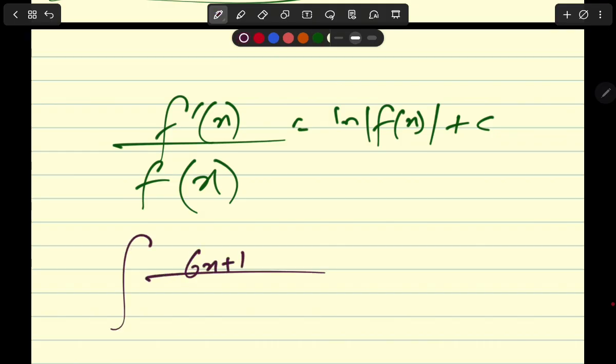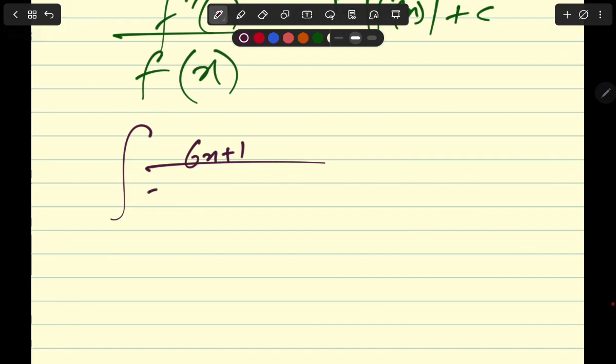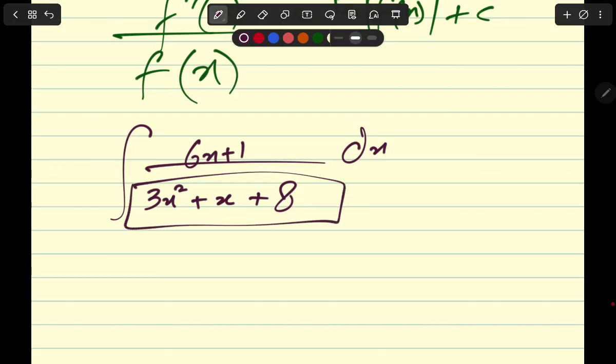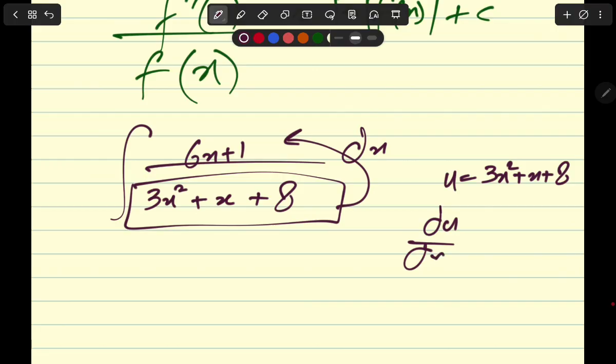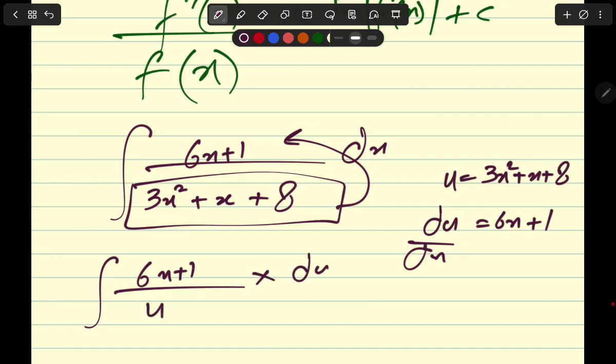Let's say this forms a nice question: 3x squared plus x plus 8 in the denominator. Now I can clearly see that this is simply a function which has its derivative present in the numerator. So I can make the substitution u equals the denominator, 3x squared plus x plus 8, which gives du by dx as 6x plus 1. So this is (6x plus 1) over u into dx, and dx is going to be du over 6x plus 1.